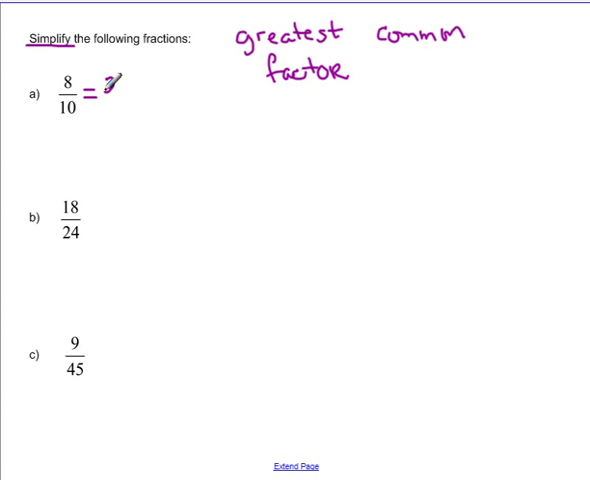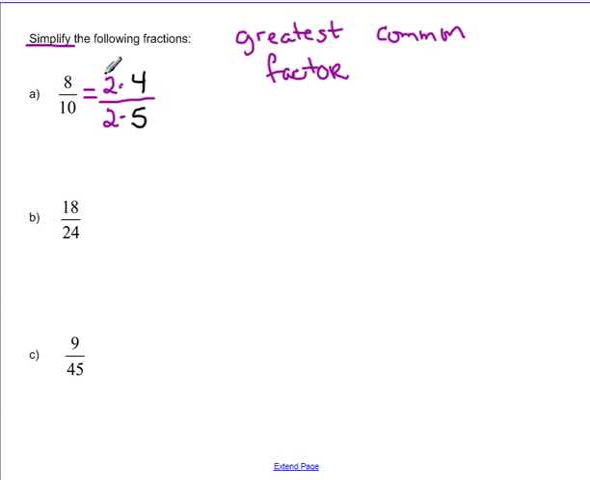So here's how we're going to work our process here. We're going to write both of these, the numerator and the denominator, as a product showing that greatest common factor. And now we're going to come back in and say, well, 2 times 4 equals 8. So I've just rewritten the numerator in factored form. And then the same with the denominator. 2 times 5 is 10.